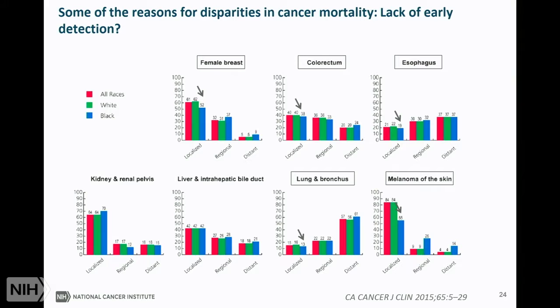What it basically shows is that for most cancer types, there is a higher likelihood that a cancer will be diagnosed at a later stage among Blacks and African Americans. And this is incredibly important because the later a tumor is diagnosed, the fewer treatment options are available to you. And we see this trend year after year. Okay, so why are tumors diagnosed at a later stage?